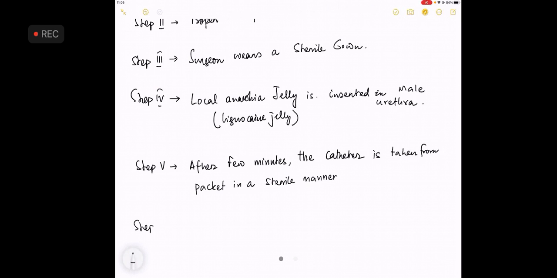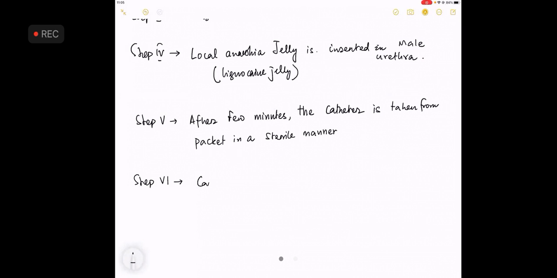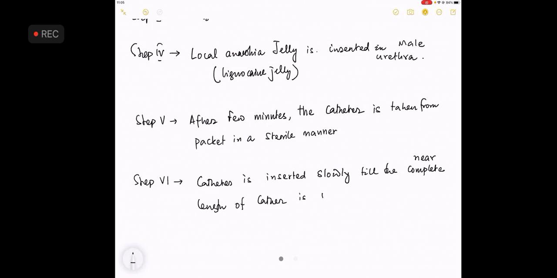Step 6, the catheter is inserted slowly till the complete or near complete length of the catheter is in the bladder.